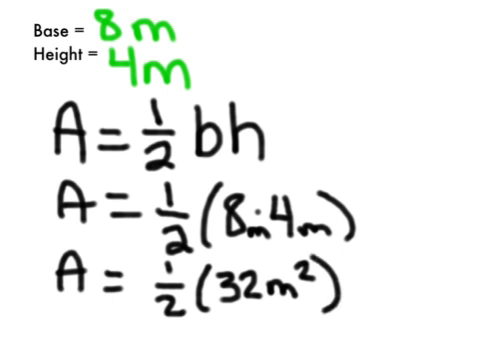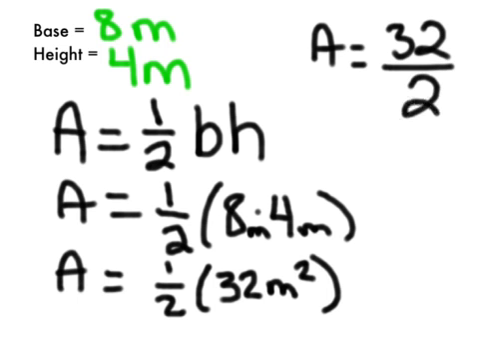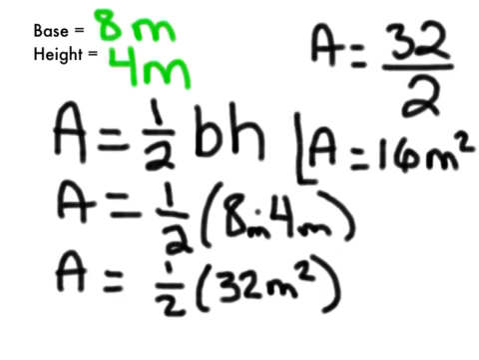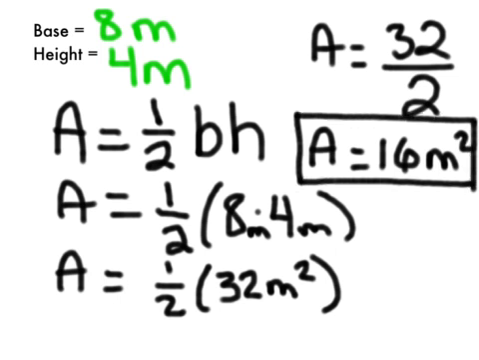Now 1/2 times 32 meters is actually dividing it in half. So area equals 32 divided by 2, which of course you will always show your work. Area equals 16 meters squared. And here is the answer to example number 1. Okay, let's move on to example 2.